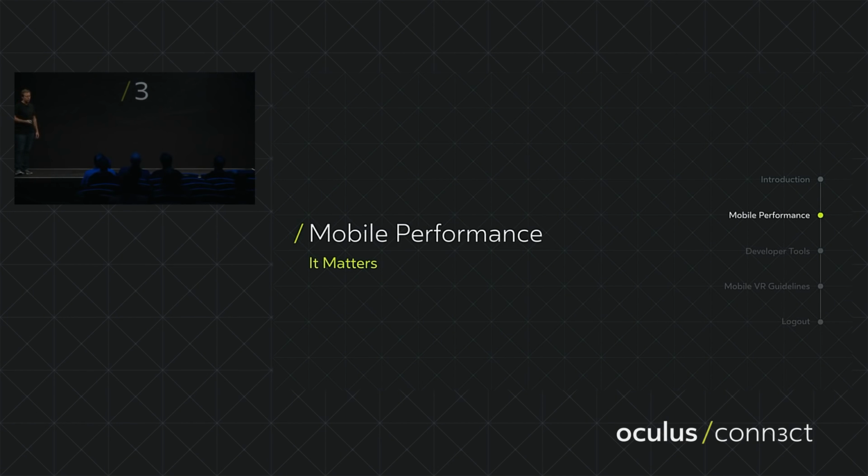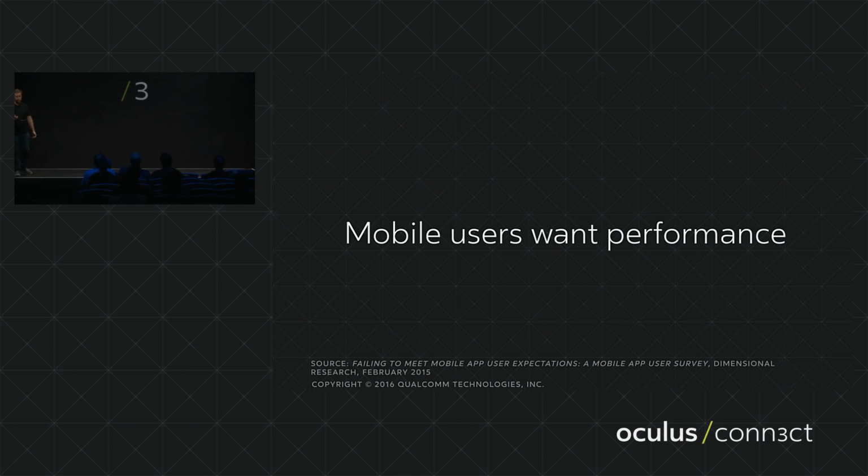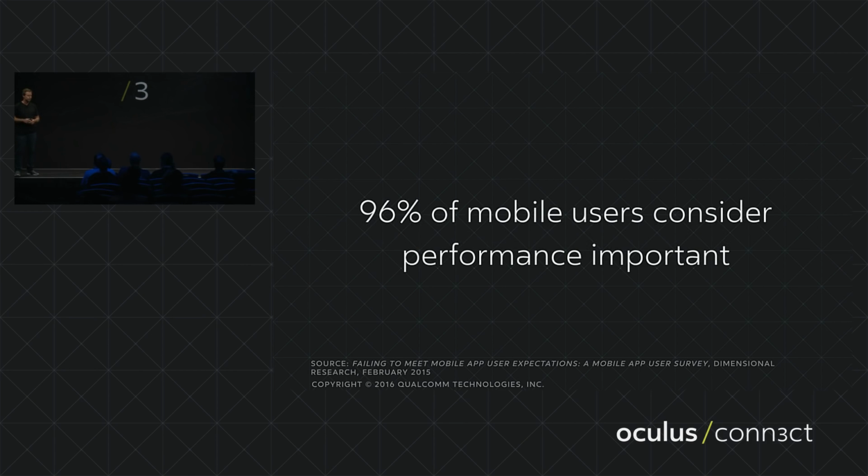So mobile performance, why does it matter? It's pretty simple. Mobile users want performance. In a study released last year, our survey, that was the #1 answer. In fact, 96% of mobile users just want things to work. They spend a lot of money on these devices, and as app developers, we are pretty much invited into their ecosystem. So we need to be responsible developers and make sure that we're not killing their battery, getting them sick in VR, or anything else that would damage our reputation as developers.